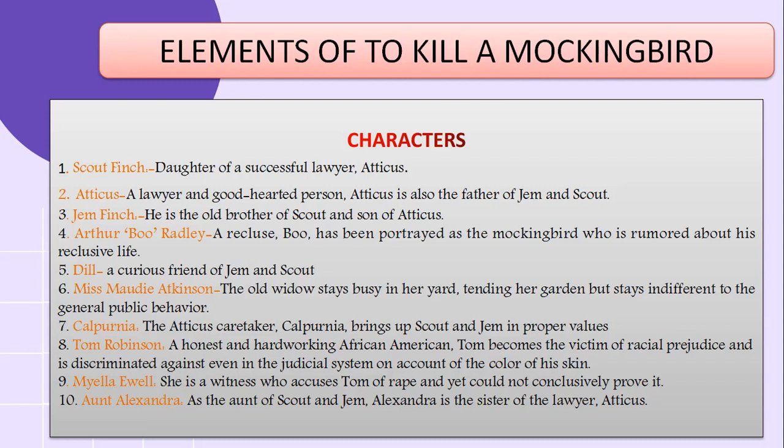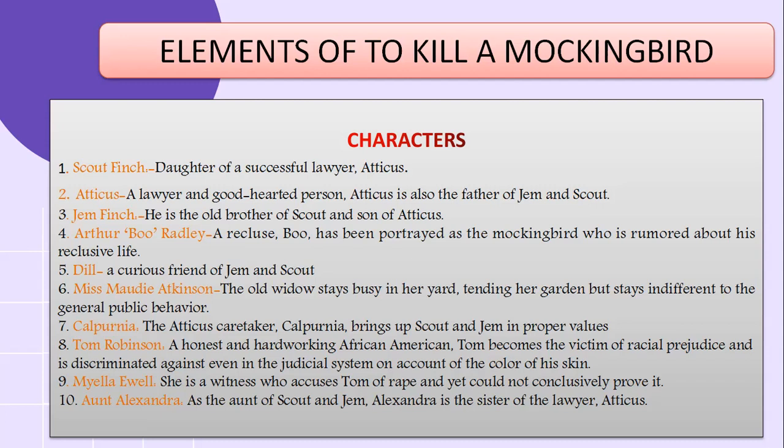The eighth, Mr. Tom Robinson, an honest and hardworking African American. Tom becomes the victim of racial prejudice and is discriminated against even in the judicial system on account of the color of his skin. Despite the flaws in the witness accounts, he is actually thrown behind the bars to be hanged. So he was convicted of the crime he did not commit.